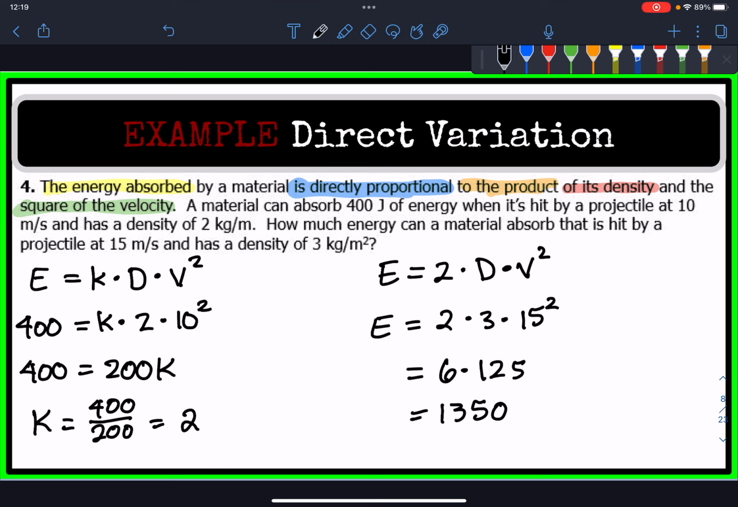I'm sorry, 225, not 125. 15 squared is 225. My mistake. So here is our answer.